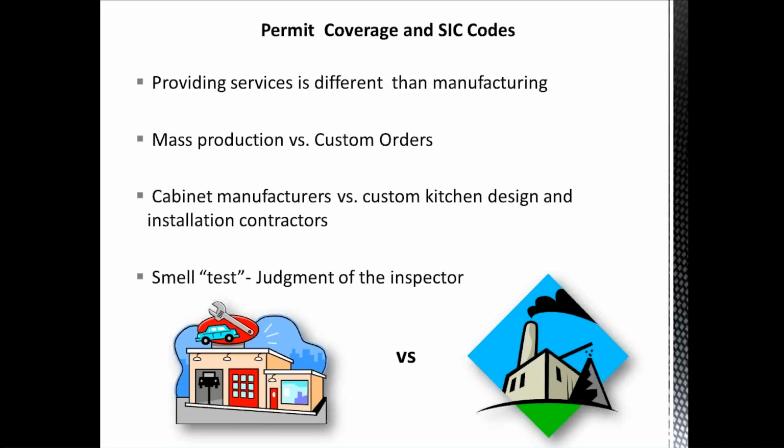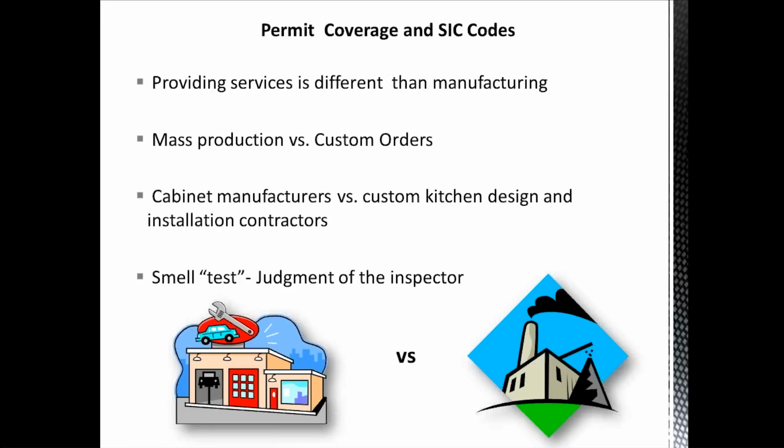Okay. So, and we kind of already talked about this. So, services are different than manufacturing. Just because you sell the rocking chairs that somebody made or assembled, it doesn't mean that you need the industrial permit. And just like I said, assembly is part of manufacturing. So keep that in mind.